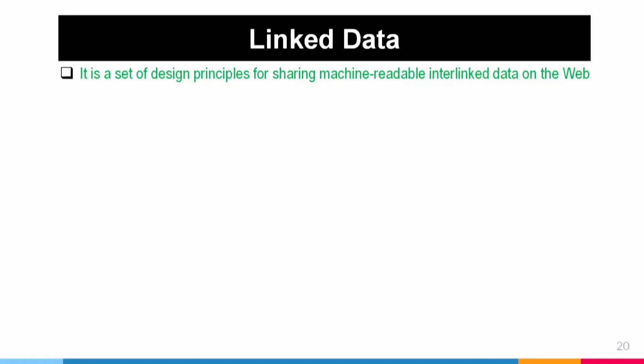And now let us look into the last area, that is linked data. As the name indicates, the data is interconnected or connected together, because if much of the data exists alone, it does not have any other meaning. But in an information retrieval system, when data is connected with other concepts, you will be able to make a complete scenario of how this particular data is associated with other data. So it is a set of design principles for sharing machine readable interlinked data, especially in the online or web format.